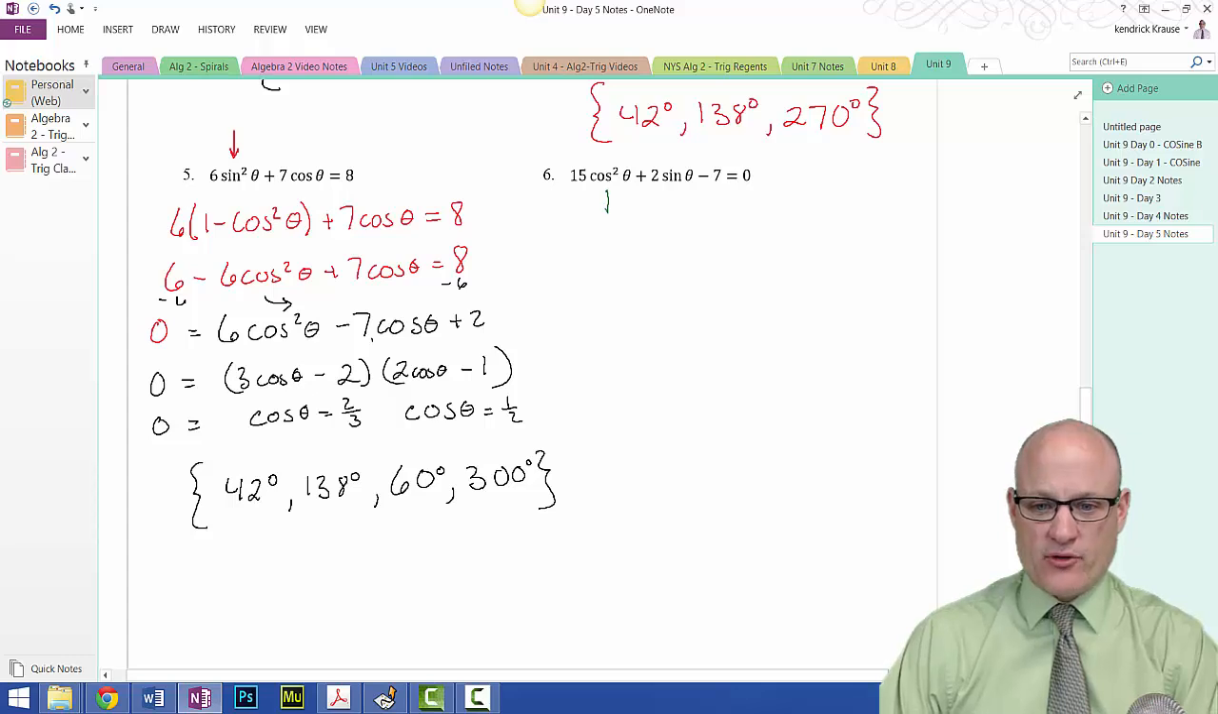I'm going to get rid of this cosine squared. So I'm going to replace that with 1 minus sine squared theta. Again, if you get it, move on. If you don't get it, stick around.